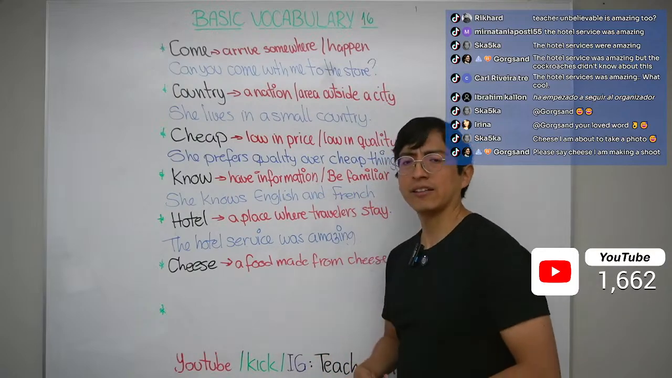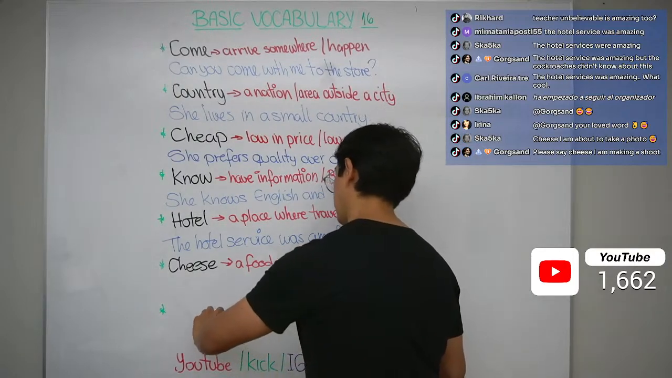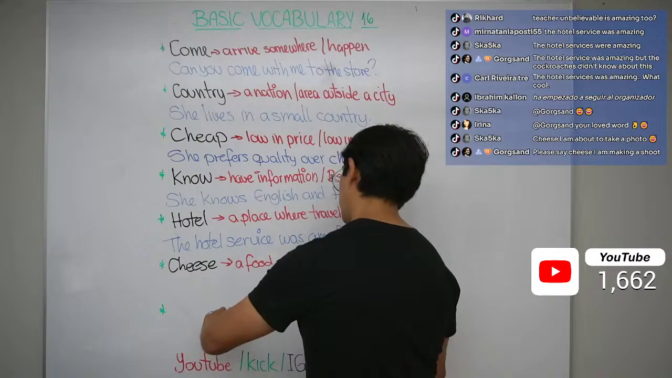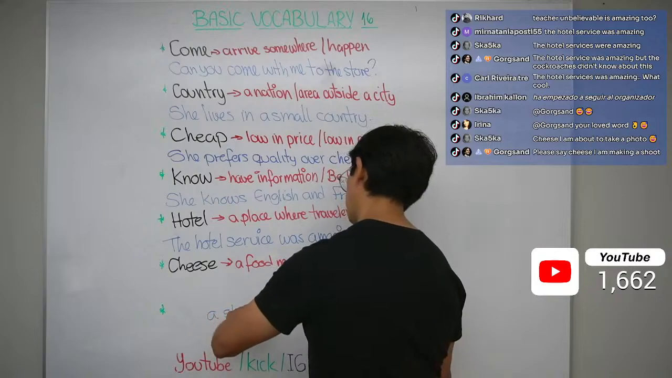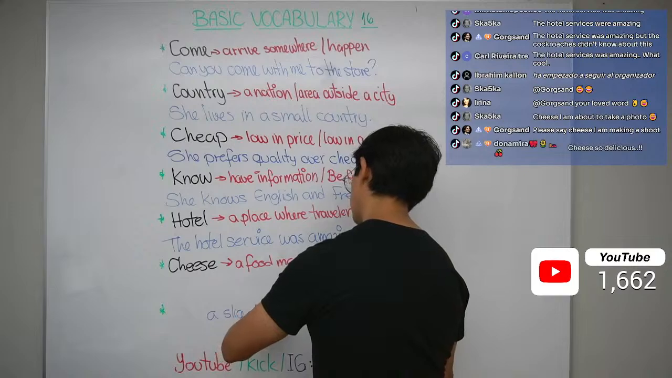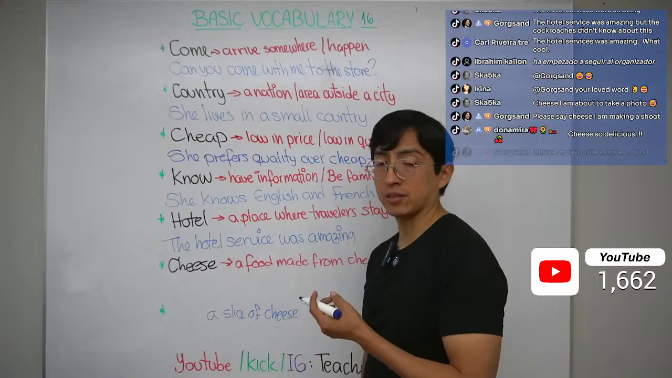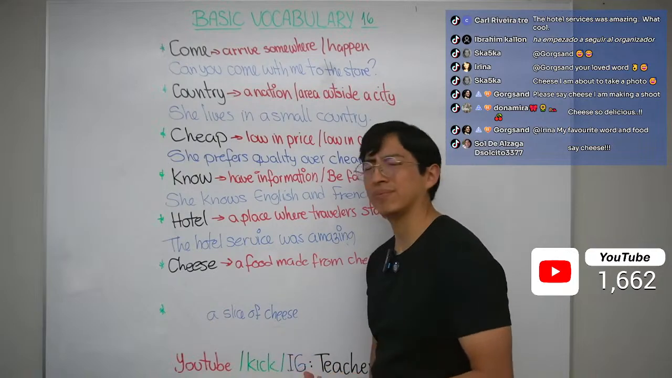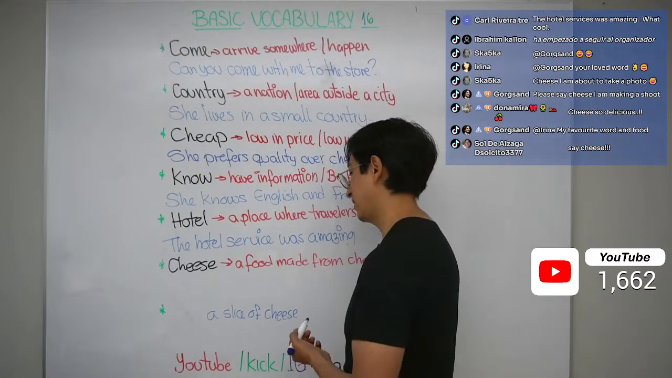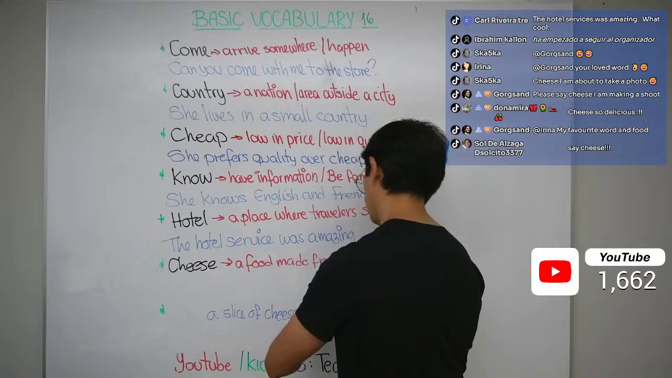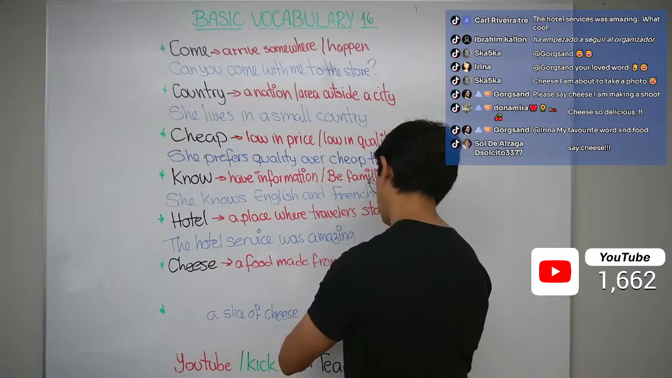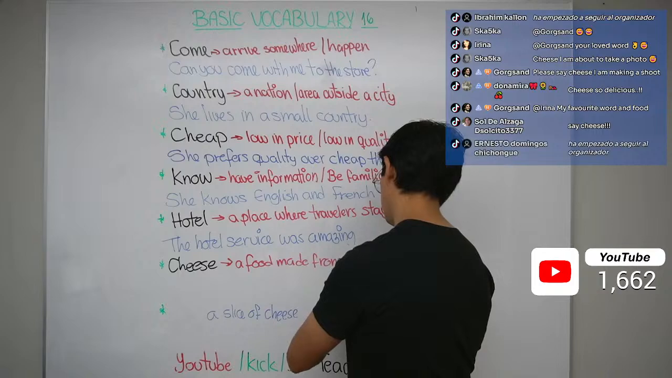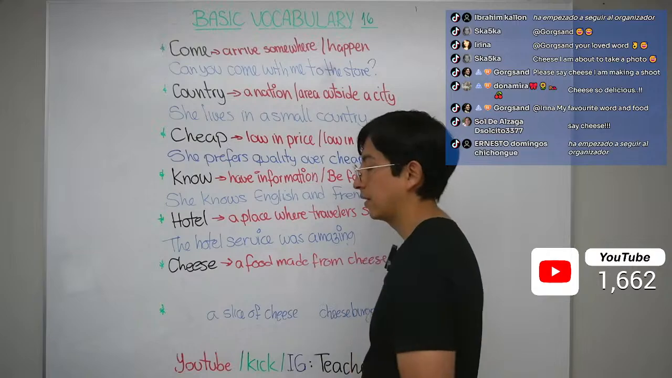Remember, in the case of cheese, we have something like this, no? A slice of cheese. Yep, a slice of cheese. We can talk about cheeseburger. Yeah, they are very common in the US, right? Cheeseburgers. A cheeseburger. Okay.